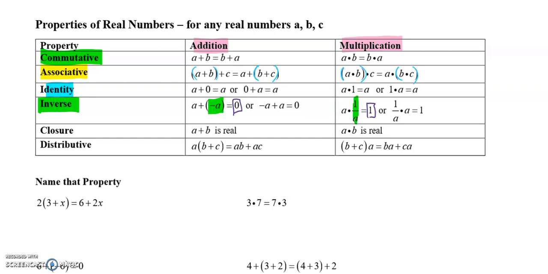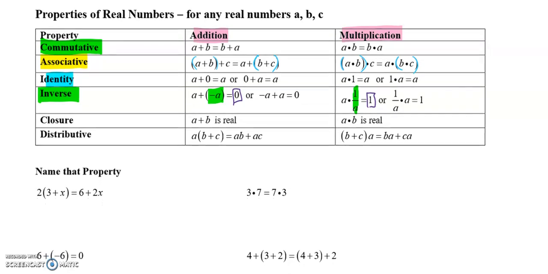Closure is just a property that basically says if I add up two real numbers, I get another real number. And if I multiply two real numbers, I get another real number. Not really that exciting of a property. I remember using that in lots of proofs in college. But it just says if I add up two reals, I still get a real. Multiply two reals, I end up with a real. And then we've got the distributive property. Doesn't really fall in the addition or multiplication category.